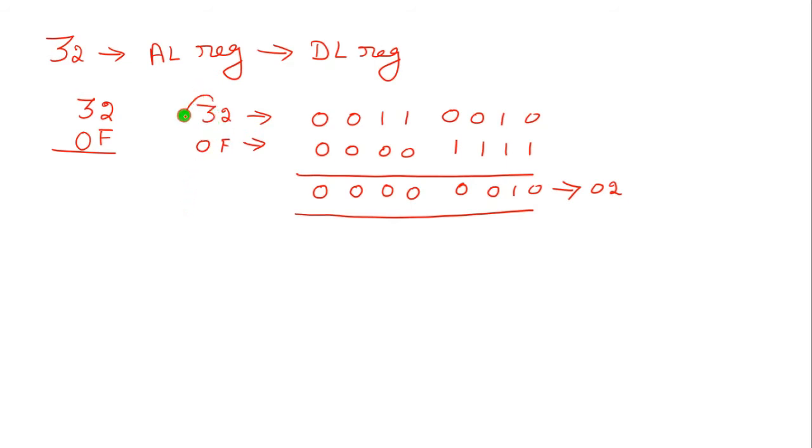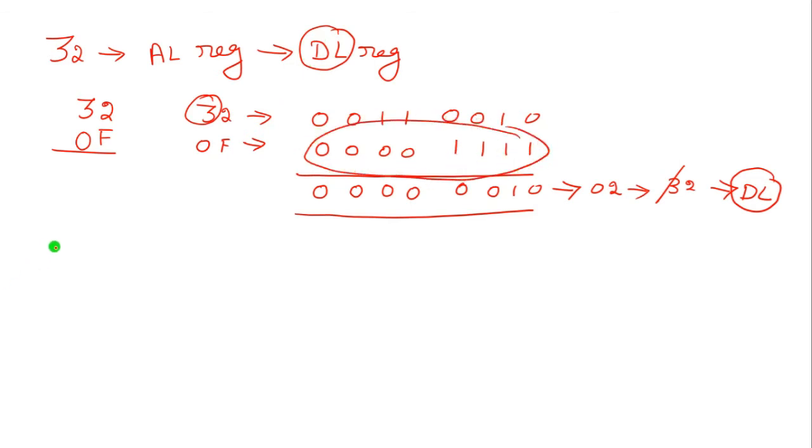Here the 3 value is hiding. The result value becomes 02: the 3 is absent, only the 2 is present. This is the upper nibble masking. This result is now stored in the DL register, because we are going to perform this AND operation on the DL register only.